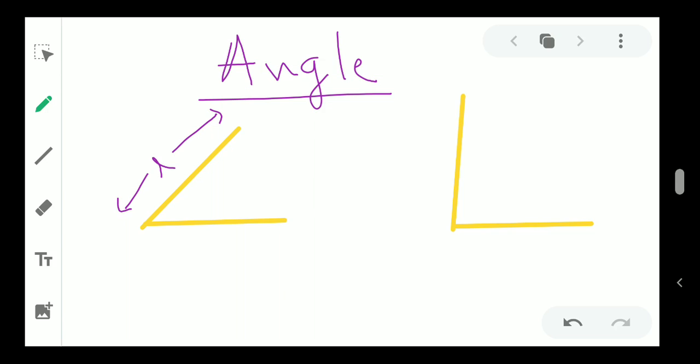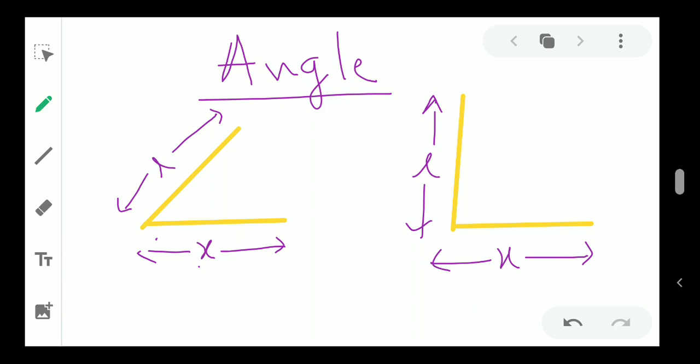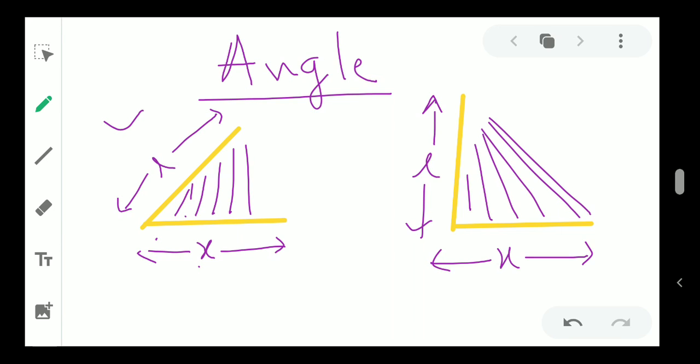So this is also L and this is say X. This is L and this is again X. So in both cases, the length of the arms are the same, but something is different because they don't look the same. What is different? You can see that in this picture they are close to each other, this portion is narrow and this portion is bigger in this picture.